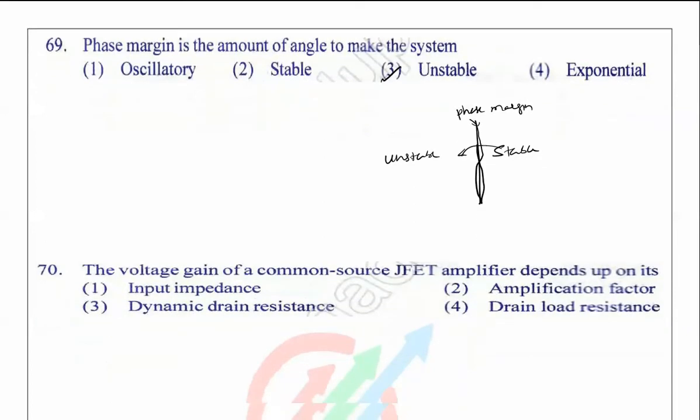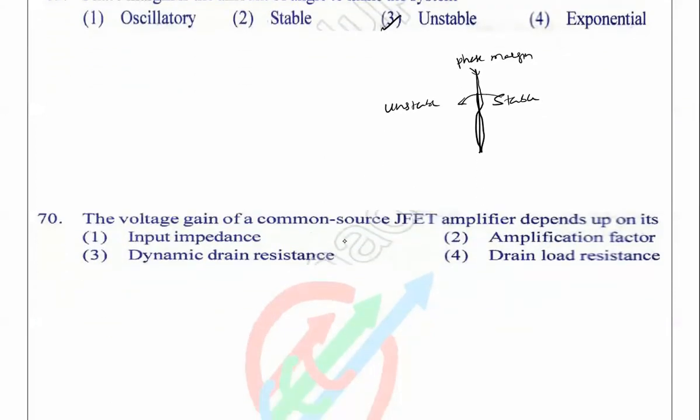Next one, the voltage gain of common source JFET amplifier depends upon, the first one is dynamic drain resistance and drain load resistance. So these two are the correct options. You can write this one or this one. So both are correct only.